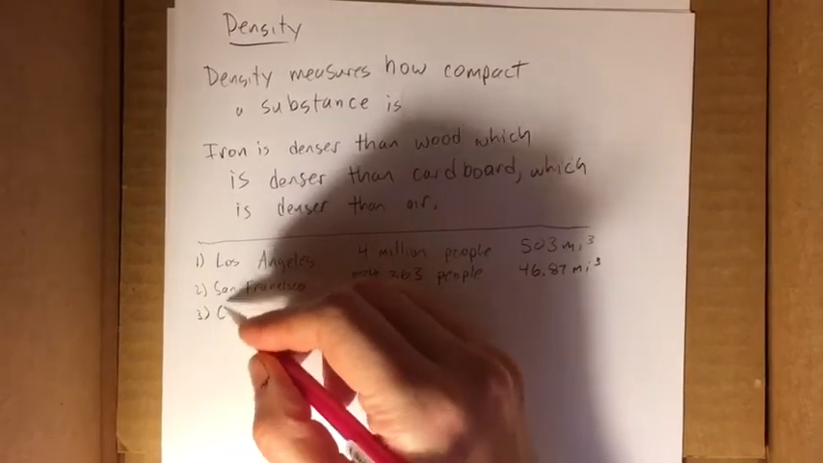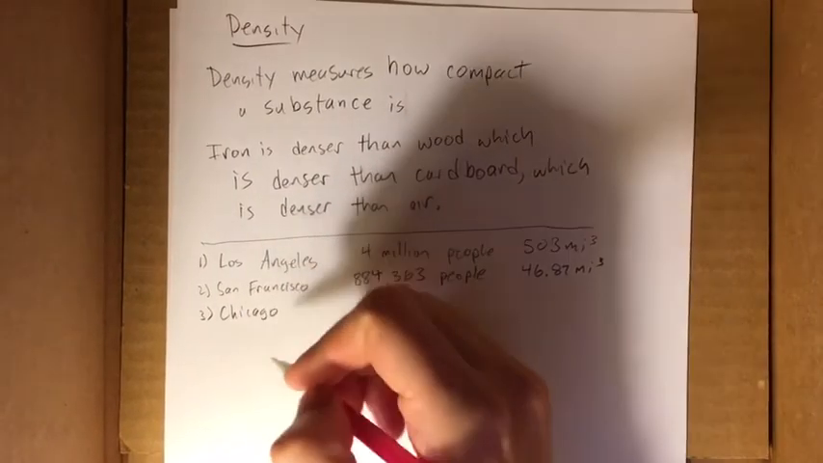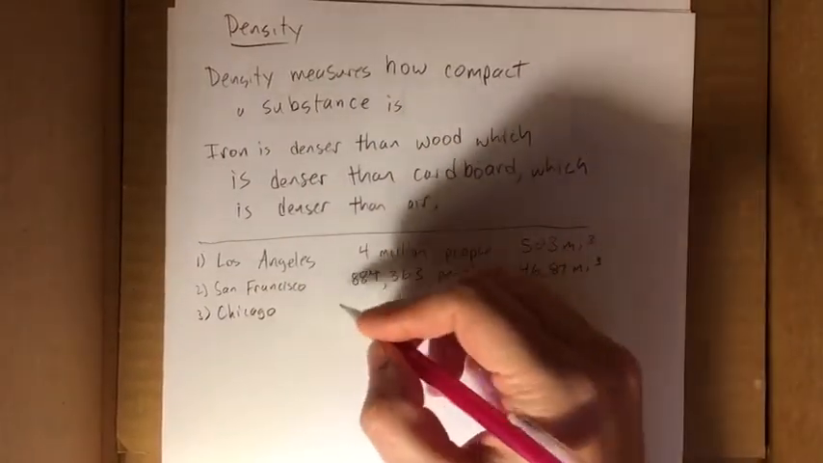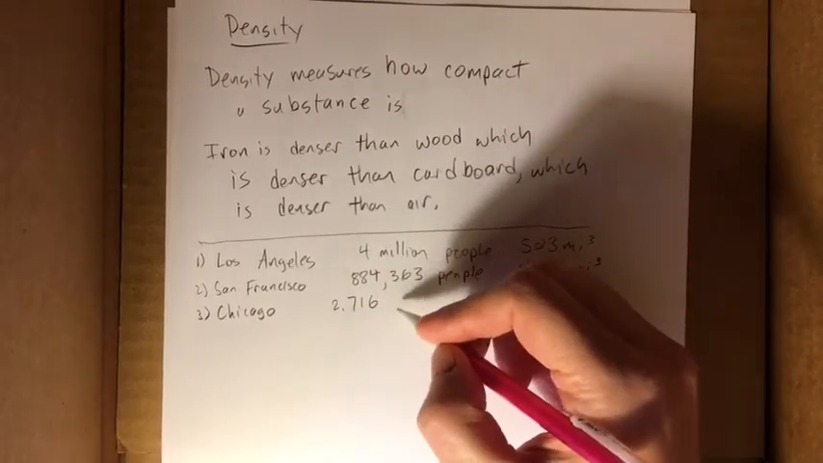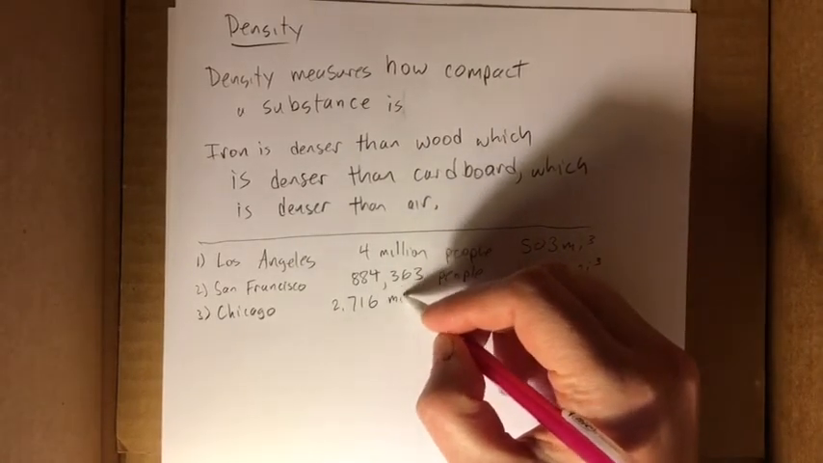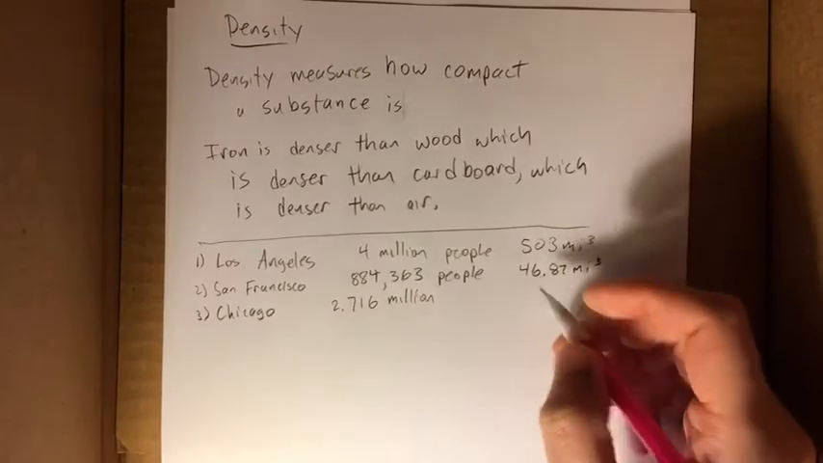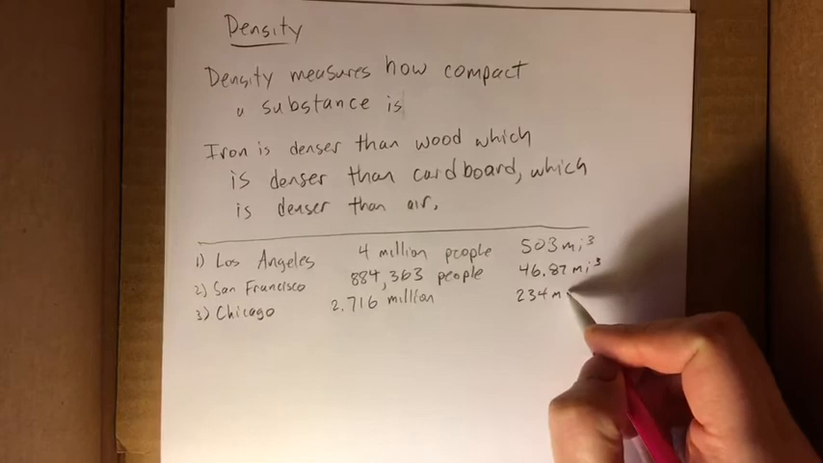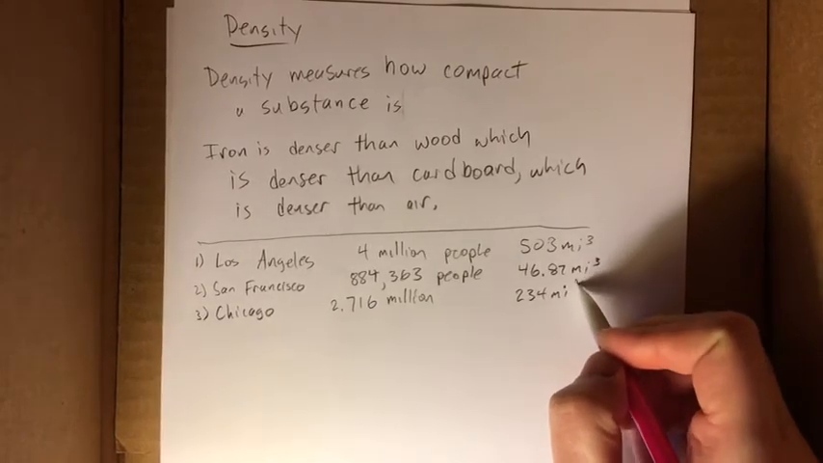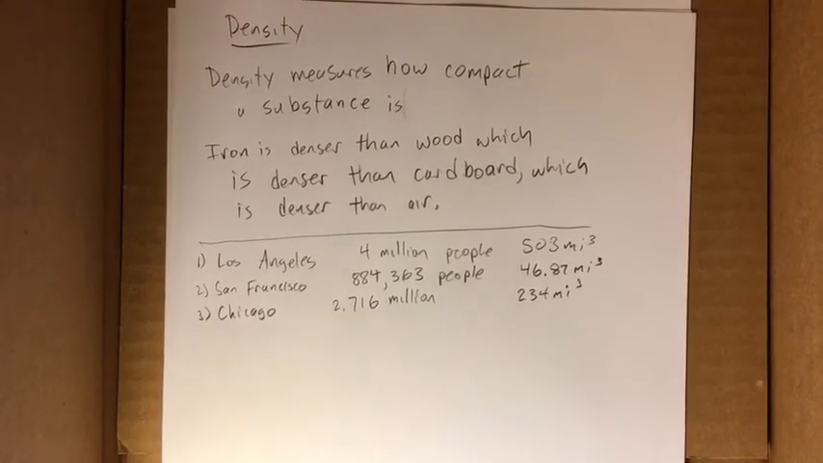And then finally, let's do our own city, which is Chicago. And Chicago has 2.716 million people. And it has 234 cubic miles. And so what we're going to try to do is figure out which city is the most dense out of these 3.